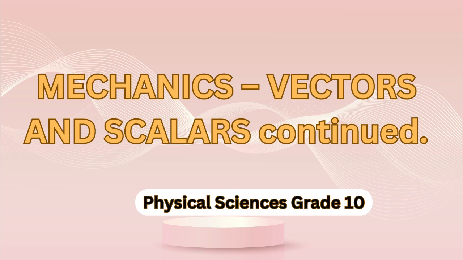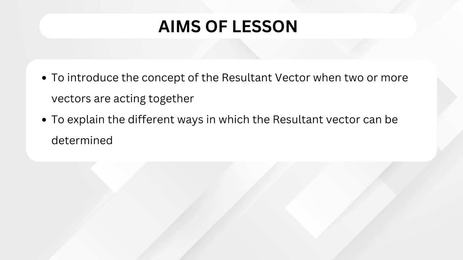Topic: Mechanics, Vectors and Scalars continued. Aims of lesson. To introduce the concept of the resultant vector when two or more vectors are acting together. To explain the different ways in which the resultant vector can be determined.